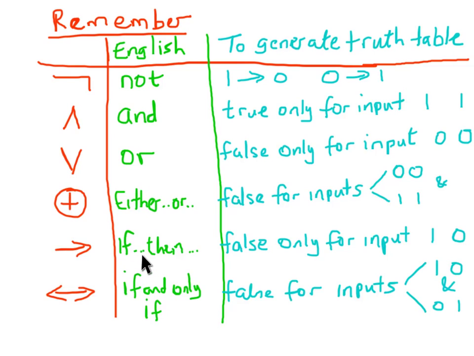The next one is if then. This has this symbol here, and again, to generate the truth table, what you need to remember is that it's false only for the input 1, 0. And lastly is the if and only if, which has this symbol here. And what you need to remember is that to generate this truth table, it's false for two inputs, 1, 0 and 0, 1.